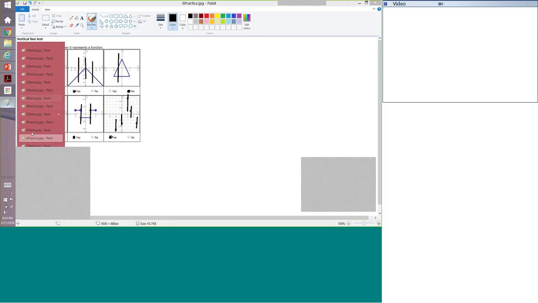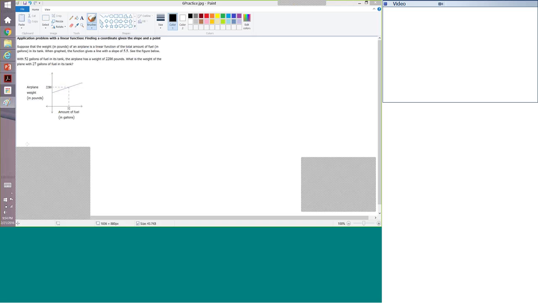All right, let's go on to our last problem for the night then. So here we have a nice application problem. I love application problems. It's why we do math. Who cares about all these stinking numbers if you can't actually use them?